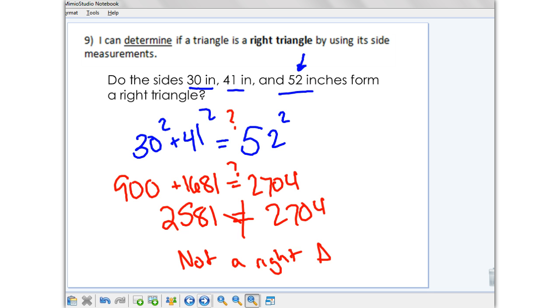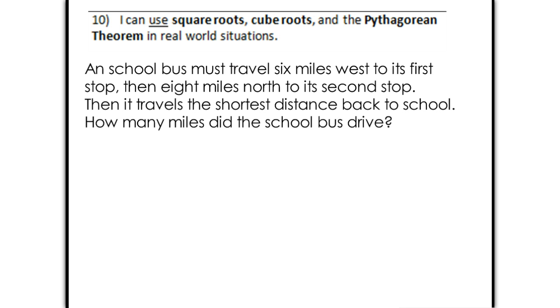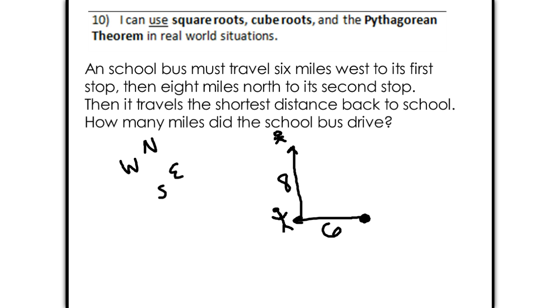Okay, last review question here is about a word problem. And I'm just going to draw a picture and set this one up. A school bus must travel 6 miles west and 8 miles north to its second stop. It travels the shortest distance back to school. So if you start in one spot here, your school bus is going 6 miles west. So that would be 6. Picks up a kid here. Okay, and then they go north from there. And they go 8 miles north. Pick up another kid, and then they head right back to school in the shortest distance.